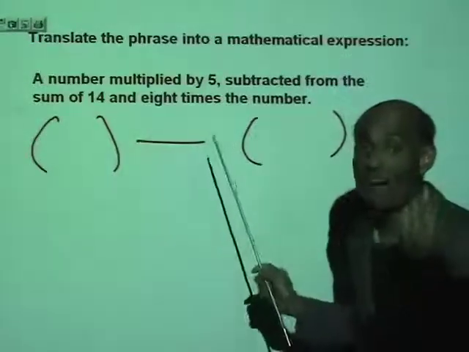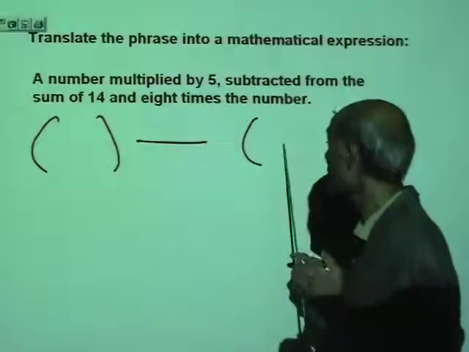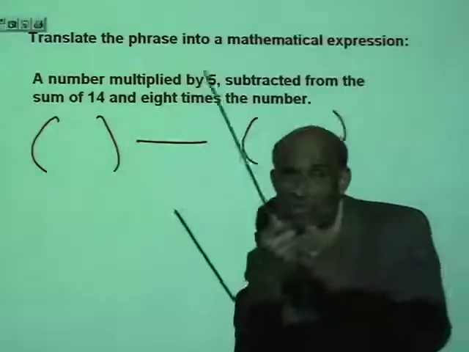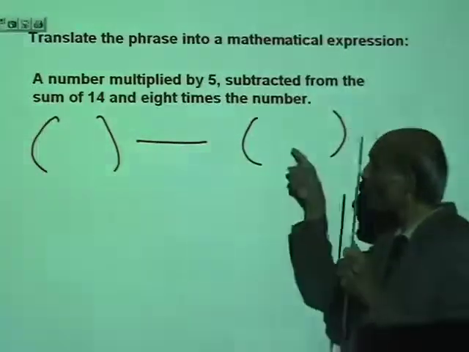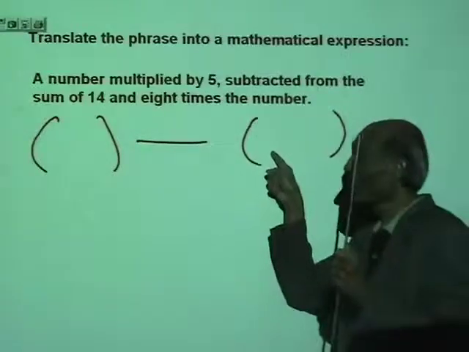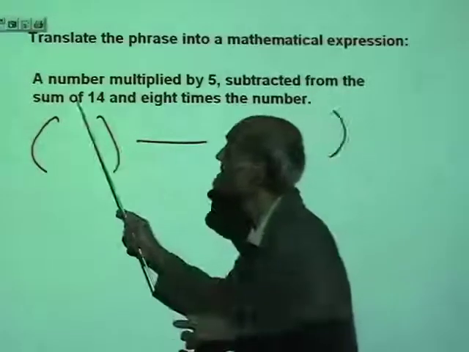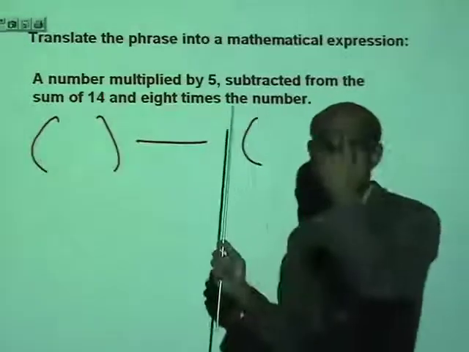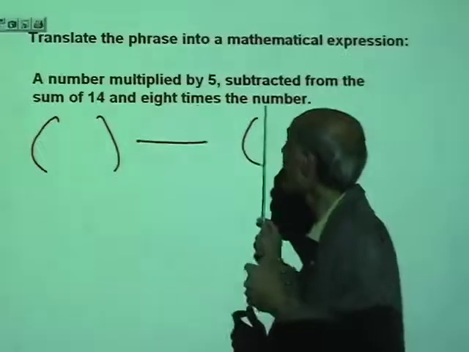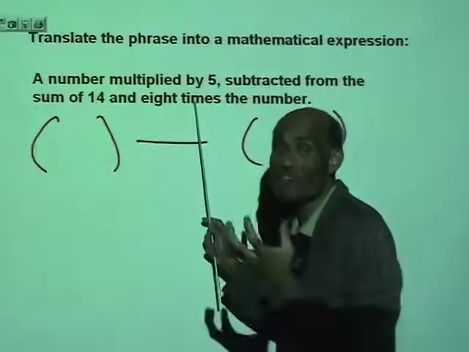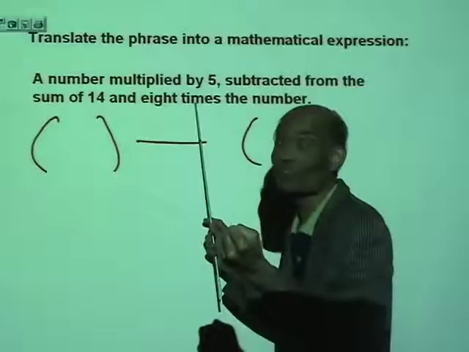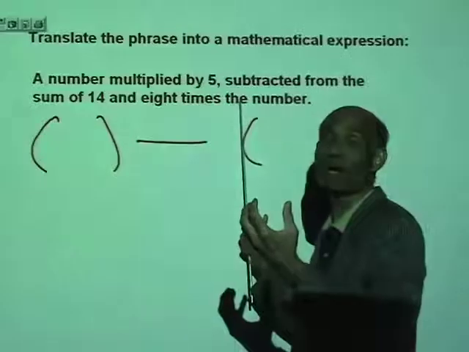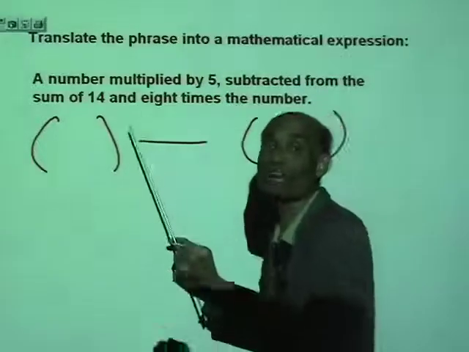So where is that 5x going to be written? Is it going to be here or here? 5x is going to be subtracted, going to be taken away. So 5x is going to be there. From where? From the sum of 14 and 8 times the number. What is 8 times the number? 8 times the number is 8x. What is the sum of 14 and 8 times the number? It is 14 plus 8x.